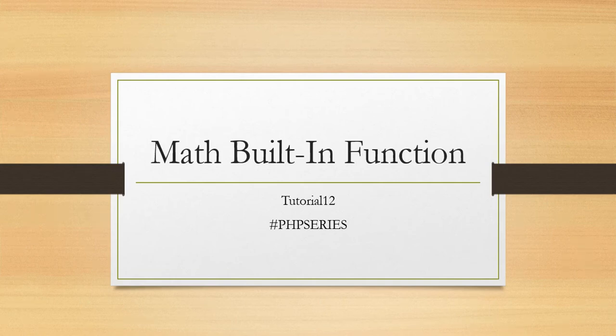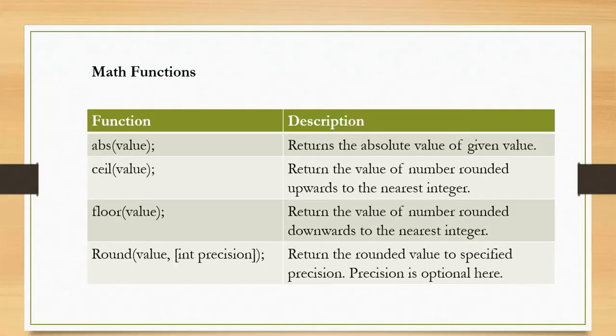In this video, we will discuss various inbuilt math functions in PHP. Let's start. So, here I mentioned math functions. Let's discuss one by one. First is ABS. It returns absolute value of given number. Practically, this function converts given number into positive.